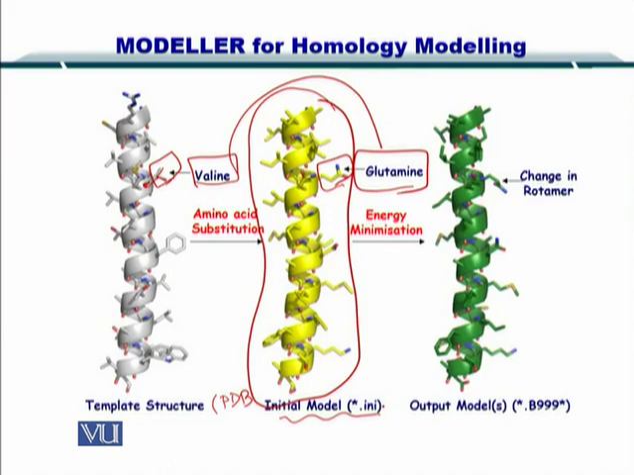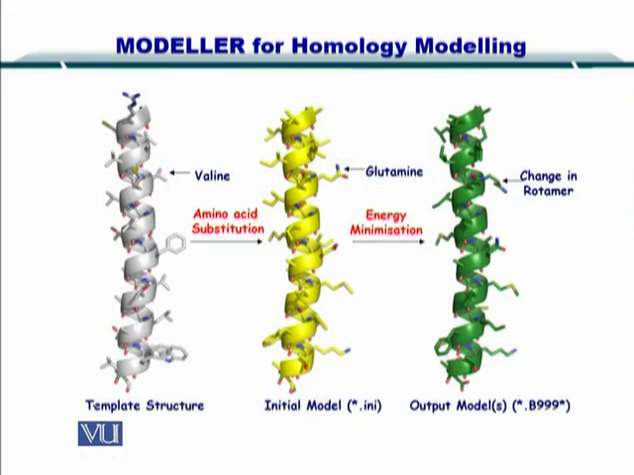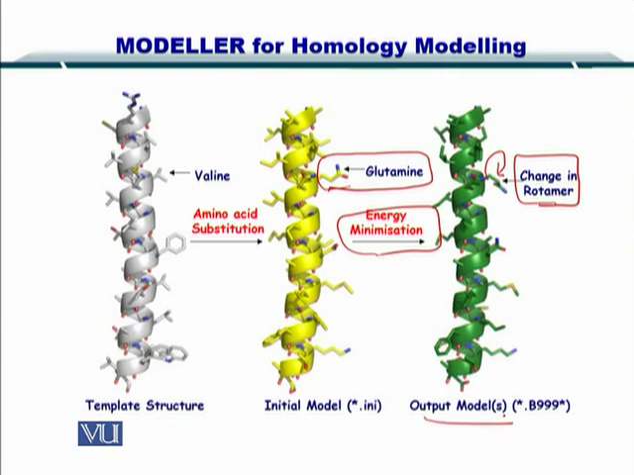Energy is minimized for the initial model by creating all the possible rotamer configurations for glutamine. In this case, you can see the rotamer, or the side chain, has been rotated, and therefore lesser energy is now present in the structure, and therefore the structure is more stable. So this change in rotamer has helped you to minimize the energy, and this is output as the output model. So Modeller can output several of these output models, and you can select the best one from them according to the score.